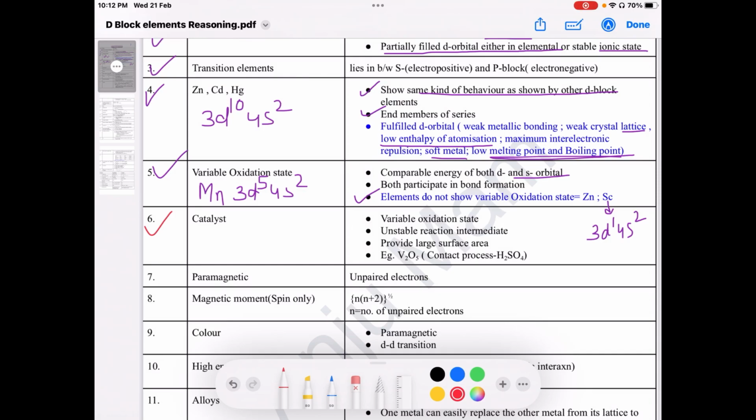Next is catalytic behavior. Why do d block elements act as catalysts? Because they show variable oxidation states. They form an unstable reaction intermediate, an activated complex in a higher state, which is unstable, and they provide large surface area. For example, in the contact process for the formation of sulfuric acid, we use vanadium pentoxide. Next question.